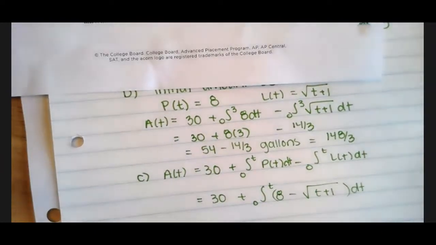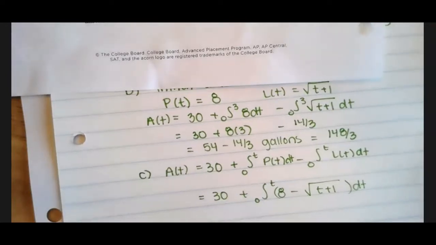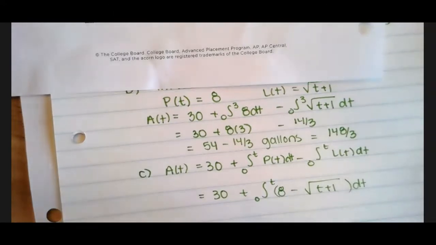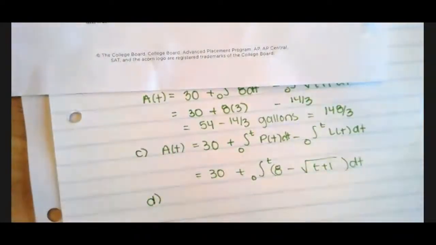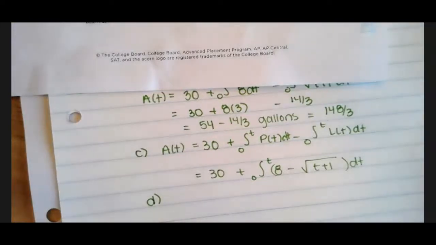So make sure you keep that in mind as you're working through your problems. It says write an expression for A of t, and then part D: at what time t is the water in the tank a max? We always get these max questions. We've seen it repeated over and over again.